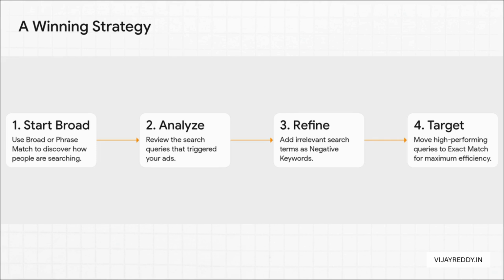Then you analyze your results. You look at the actual search terms that triggered your ads. After that, you refine. You take all the irrelevant search terms and add them as negative keywords to stop wasting money. And for the real gems, the high-performing queries you find, you pull those out and target them with exact match for maximum efficiency. It's this cycle of discovery and refinement that helps you build a truly optimized campaign.